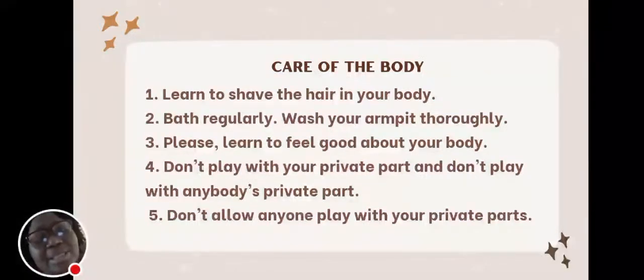I hope that is taken. Oh yes, I trust you. I trust you, my children. Then number five, don't allow anyone to play with your private part. Please, don't allow anybody to play with your private part at all.